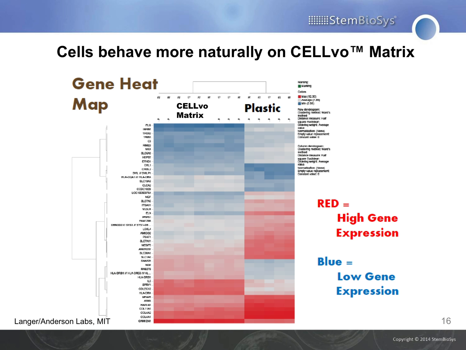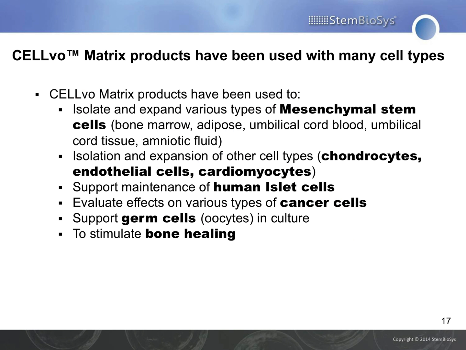And that's what we see here. So we've also found, over the period of time that we've had this product available, that it's not just mesenchymal stem cells that respond favorably to this extracellular matrix. Chondrocytes, endothelial cells, cardiomyocytes, human islet cells, cancer cells, different types of germ cells, in this case oocytes, and different types of bone cells, all have shown increased proliferation and responsiveness on this extracellular matrix compared to other substrates.